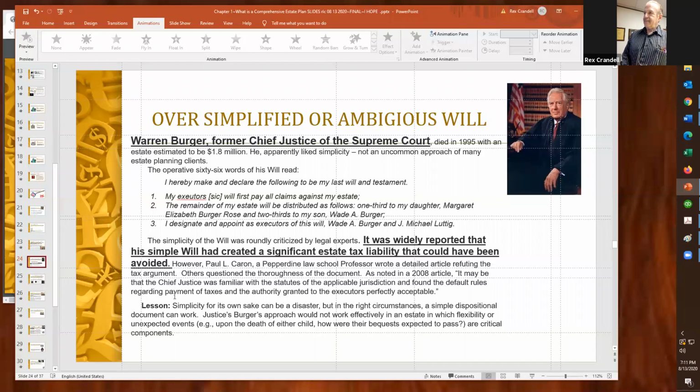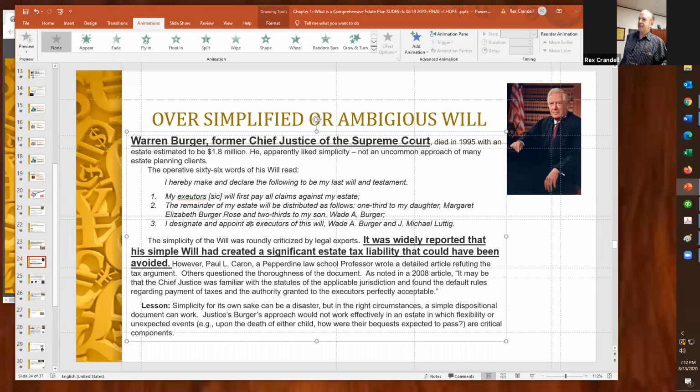So that I'd have to call a big estate planning failure. Warren Burger, former Chief Justice of the Supreme Court, had a will, and he said, my executors will pay first all the claims against my estate. He spelled executors wrong, but I won't fault him for that. I'm not a good speller. And it was reported that he had created a significant estate tax liability that could have been avoided.